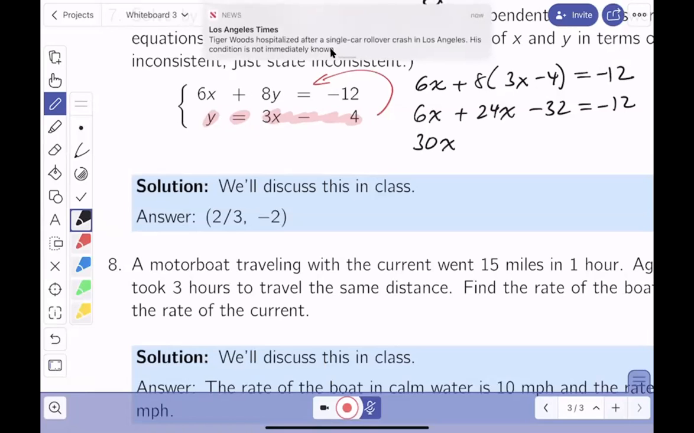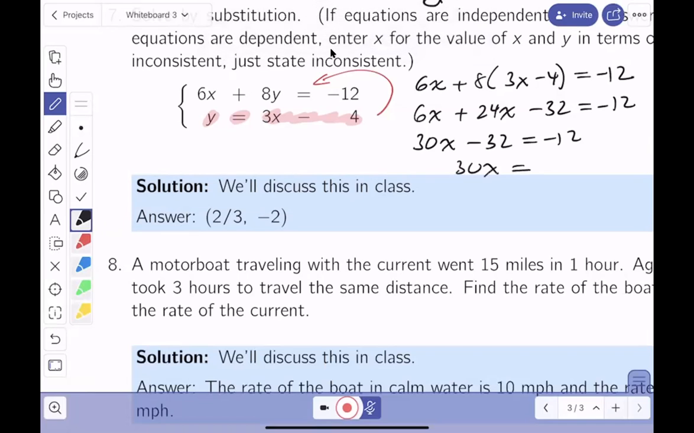30x minus 32 equals -12. I know it's tough. 30x, I'm going to add 32 to both sides, and you would get 20. All right, now what am I going to do? Divide both sides by 30.